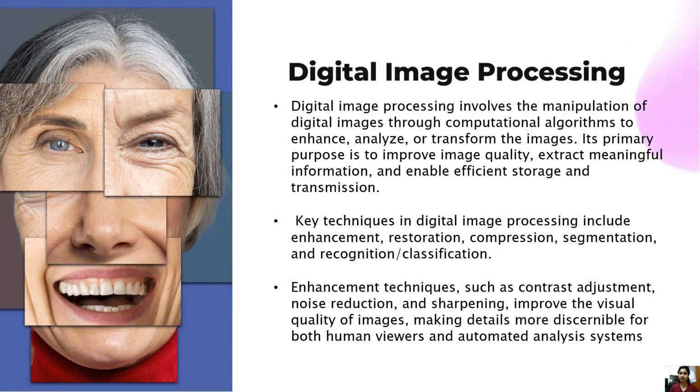Next, we'll discuss digital image processing. Digital image processing involves the manipulation of digital images through computational algorithms to enhance, analyze, or transform the image. Its primary purpose is to improve image quality, extract meaningful information, and enable efficient storage and transmission. Key techniques in digital image processing include enhancement, restoration, compression, segmentation, and recognition and classification.